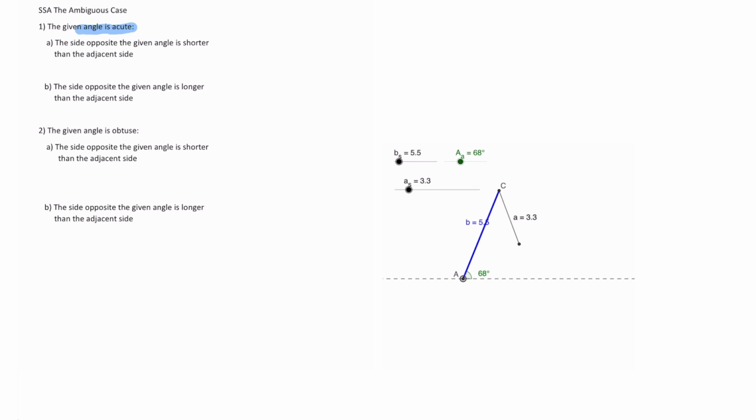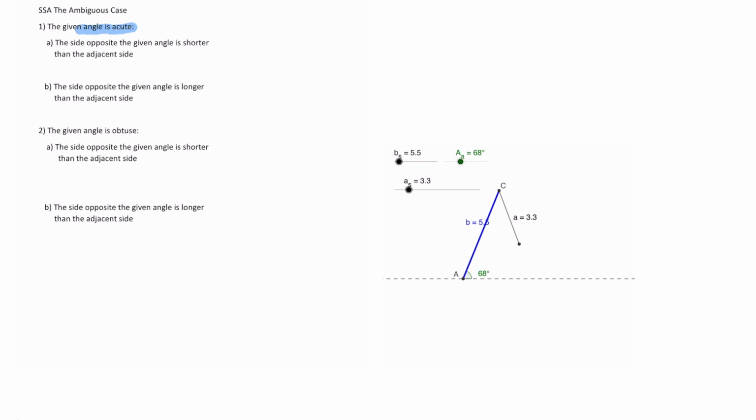Since that's angle A here, alpha for us, then side A has to be opposite that. So I'm not going to put it on the side that makes angle A. But whatever side I have other than side A, whether it's side B or side C, will go on the adjacent side. In this case, I have side B with the value of 5.5. Now notice 68 degrees here is an acute angle, and my side opposite, 3.3, is a smaller length than my side adjacent, the 5.5.